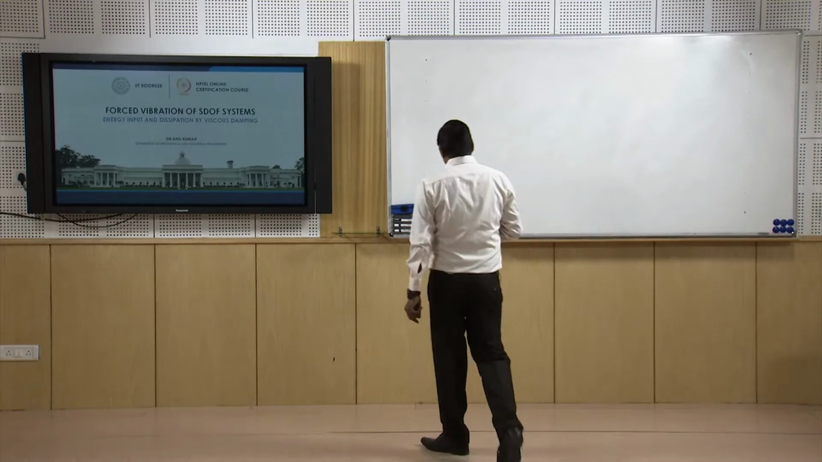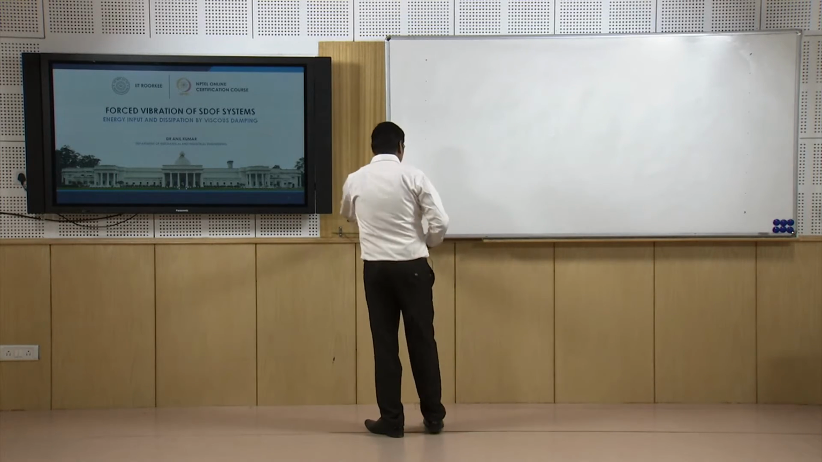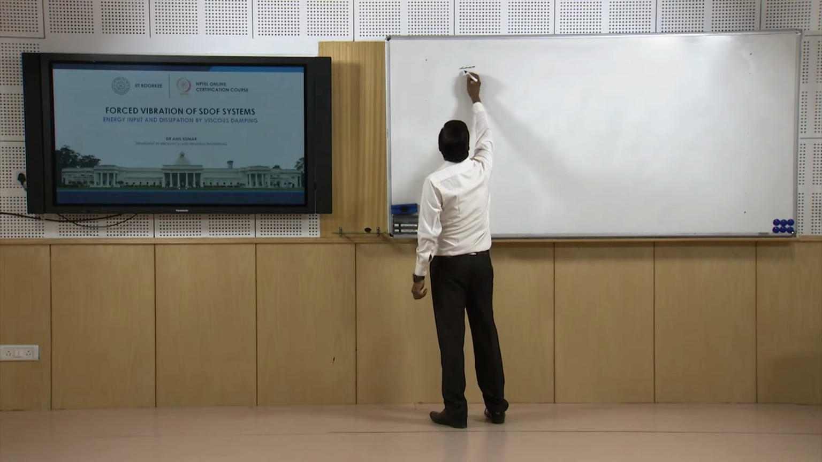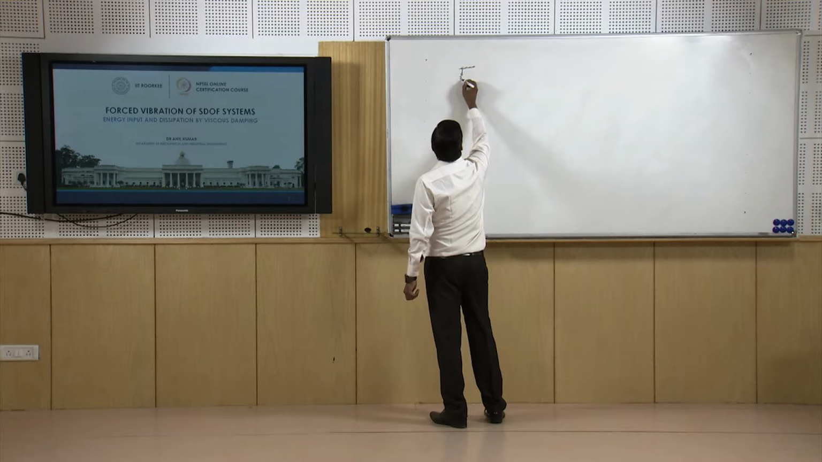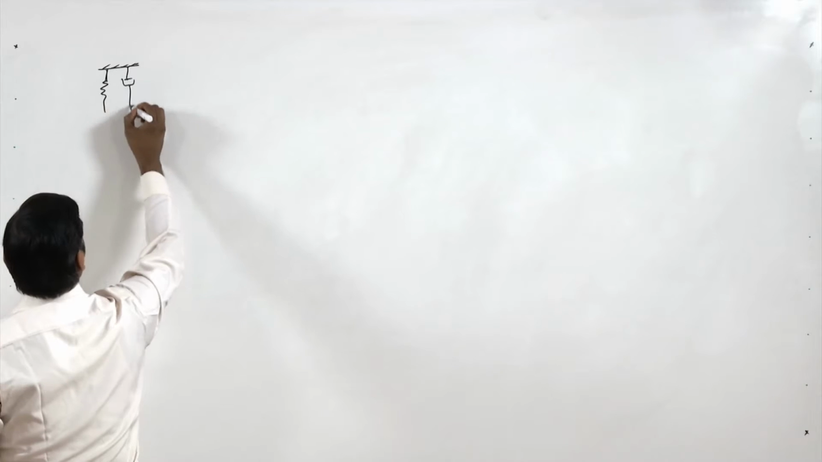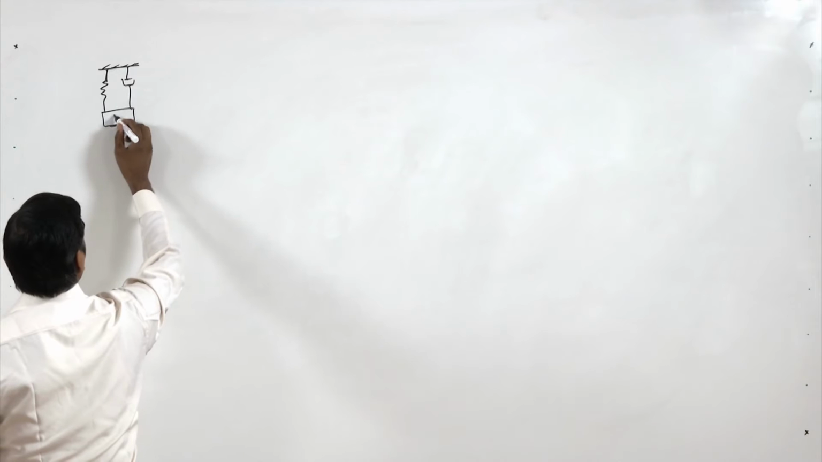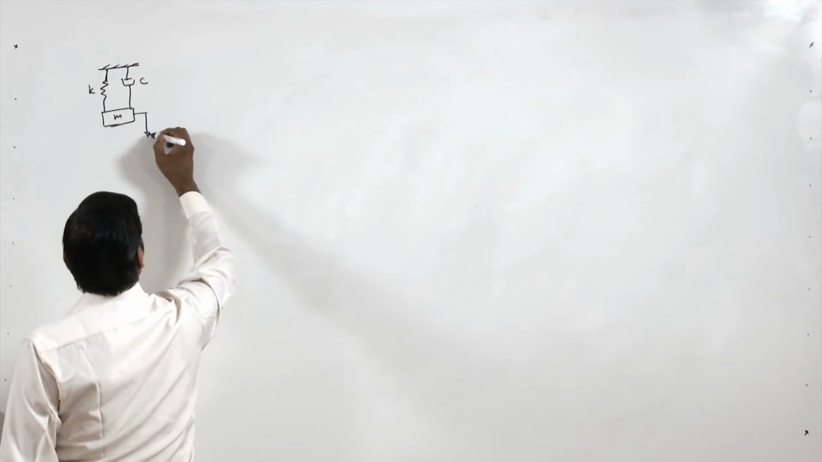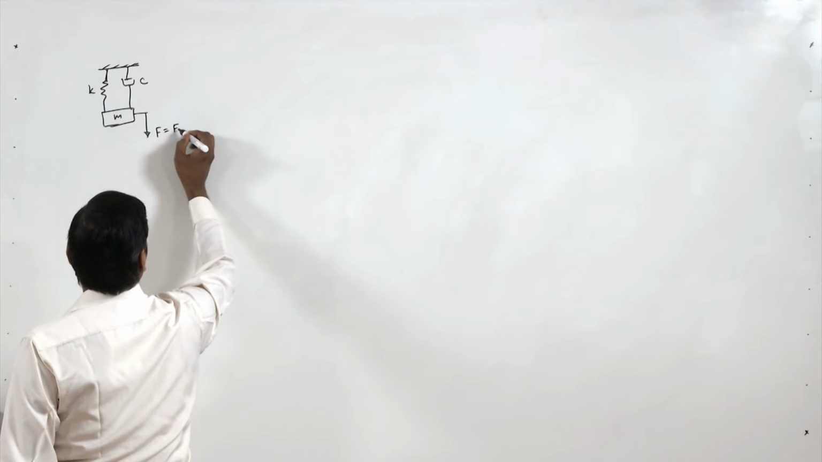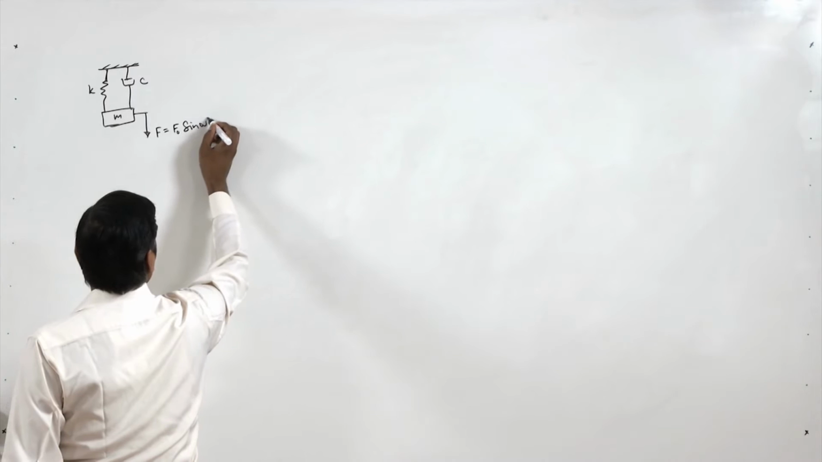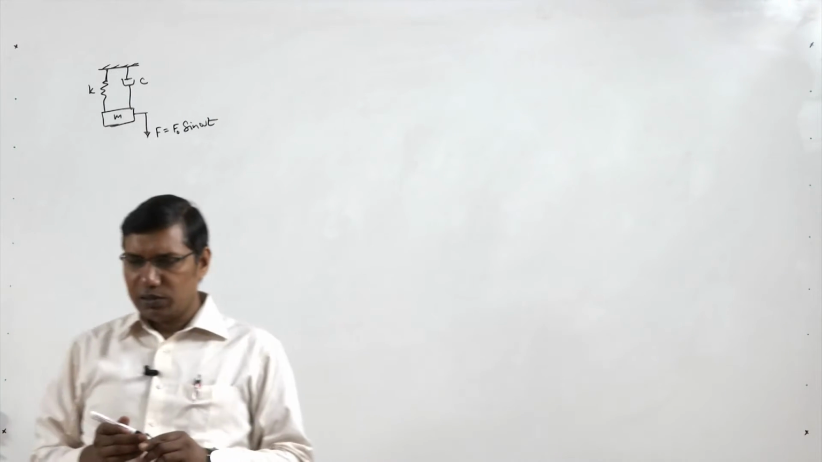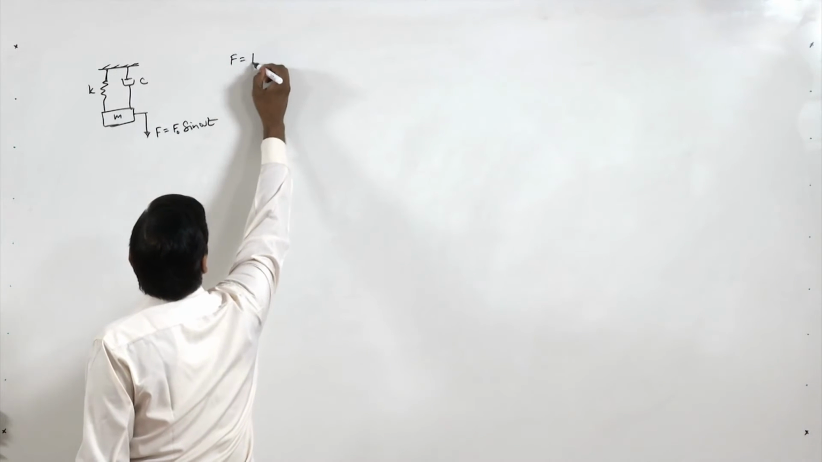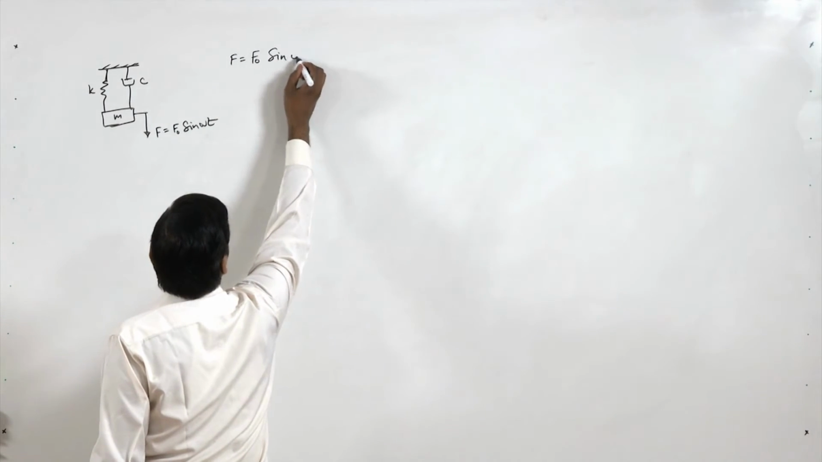So we take a single degree of freedom system. So we have this system, and this system is subjected to some force F0 sin omega t. So it is a harmonic force the system is subjected to. So we have F equal to F0 sin omega t.